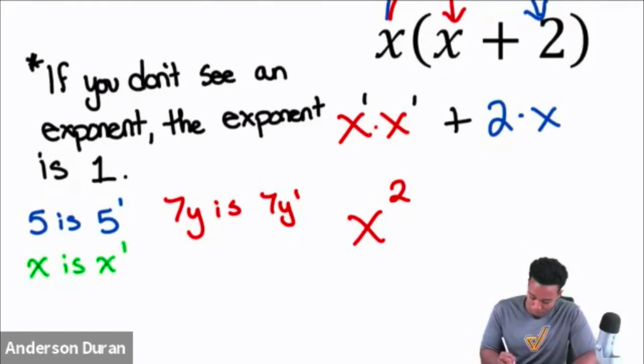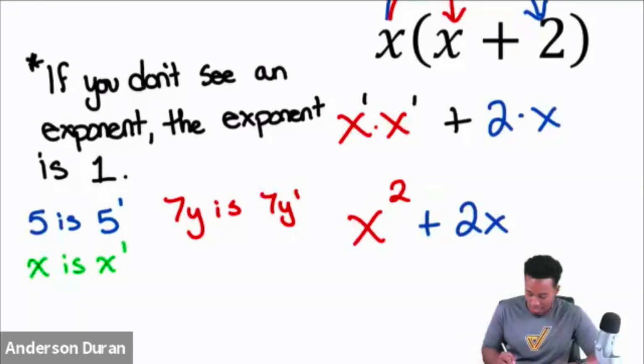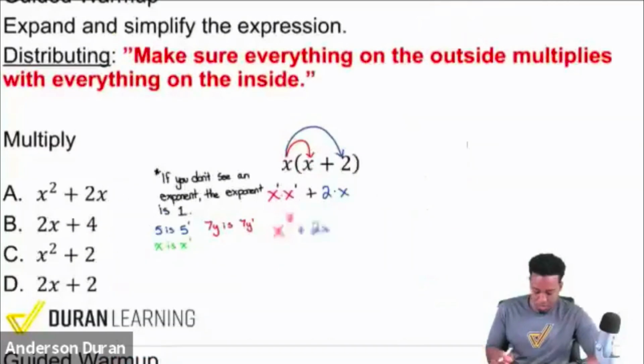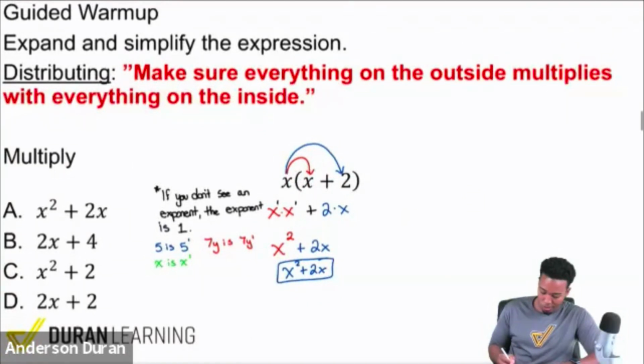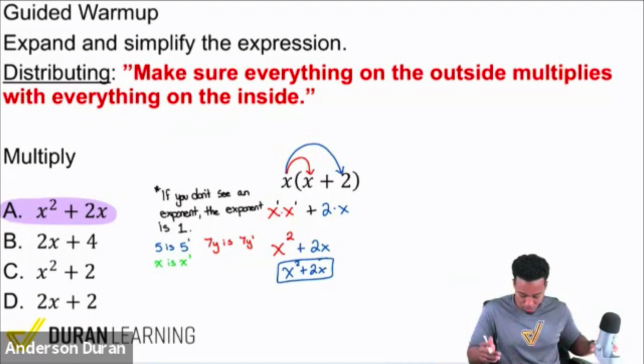That's right. It's just going to be 2 times x, which is 2x. That's it. Nothing to do there. Nothing to see. Just move right along and you're fine. So we have x squared plus 2x right there. And so that's why the answer for this one will be A.